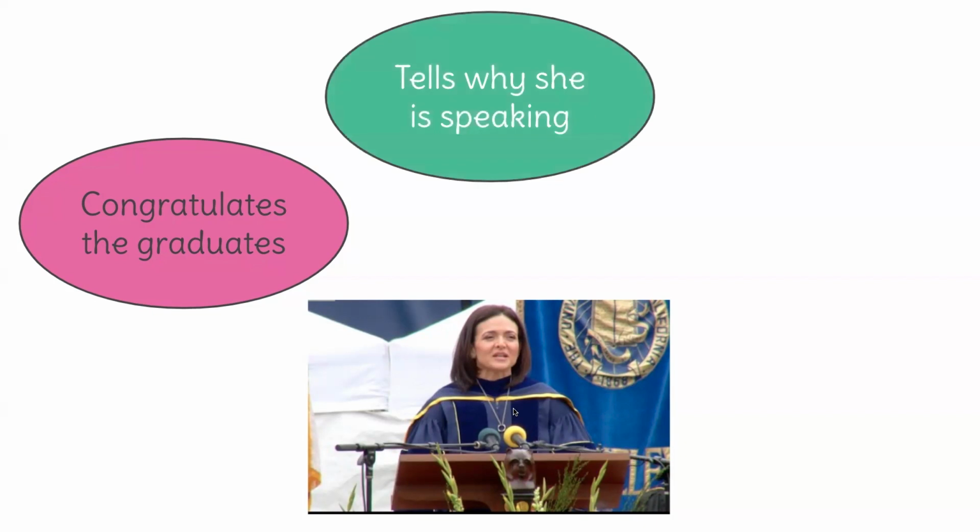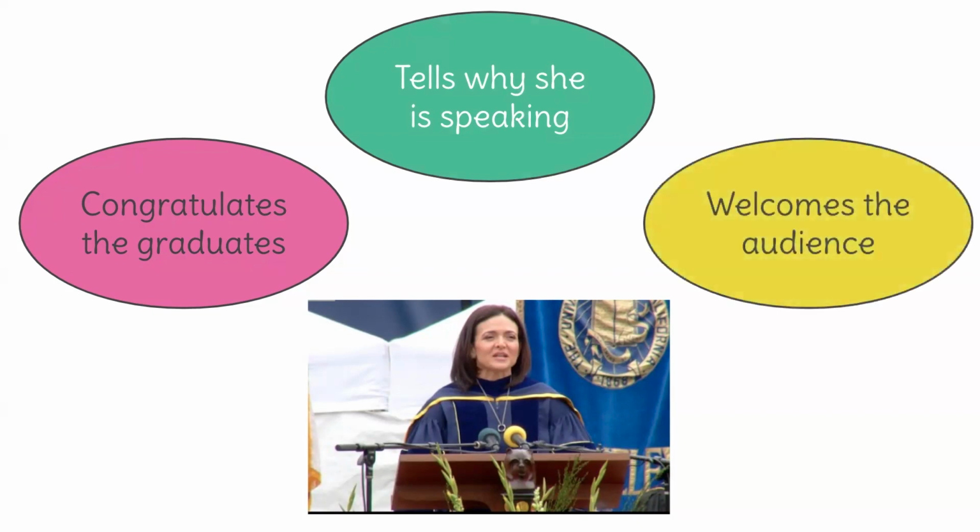She explains why she is speaking when she says a commencement address is meant to be a dance between youth and wisdom. You have the youth. Someone comes in to be the voice of wisdom. That's supposed to be me. She also welcomes the audience when she says, "And thank you, esteemed members of the faculty, proud parents, devoted friends, squirming siblings."